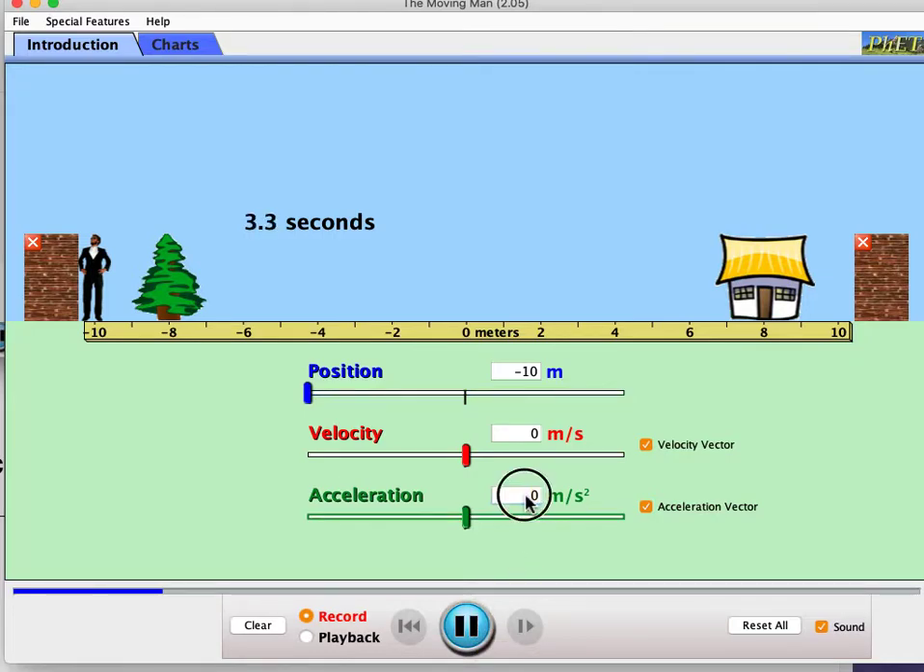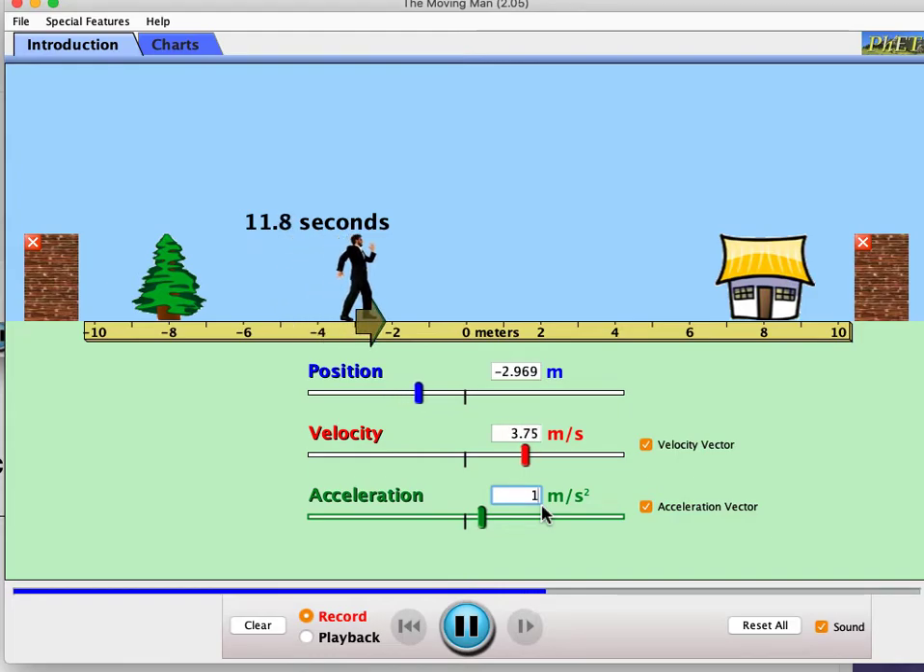No. I have to put a number down. So let's make this 1 meter per second. If you notice, the green arrow stays the same size and the red arrow is getting bigger. What that means is that the acceleration stays the same and the speed changes, the speed increases.